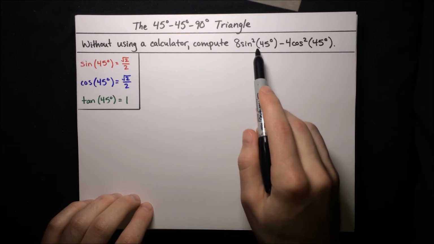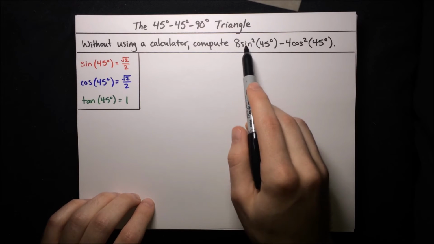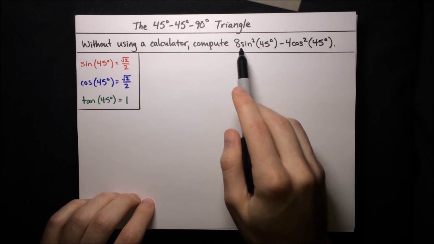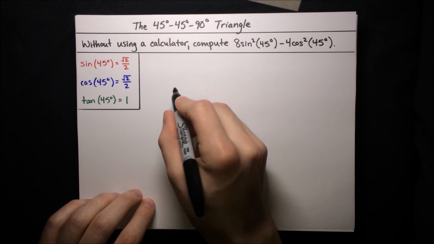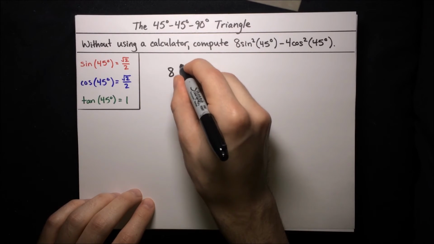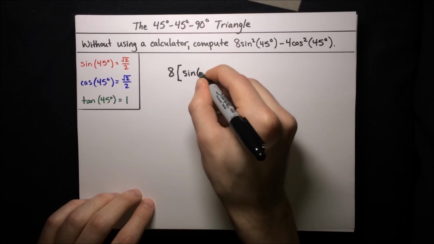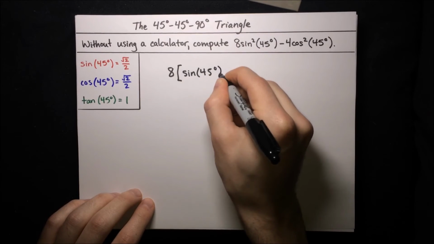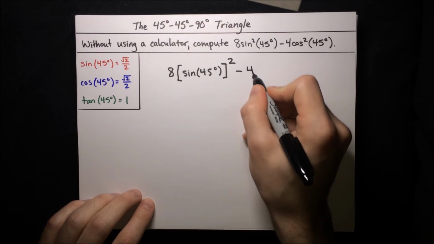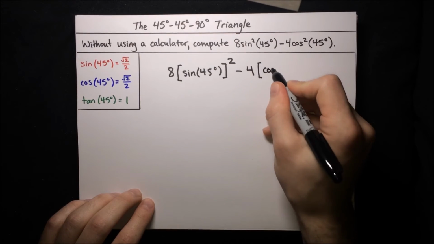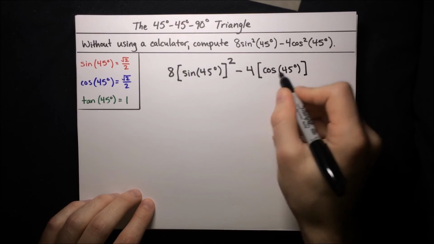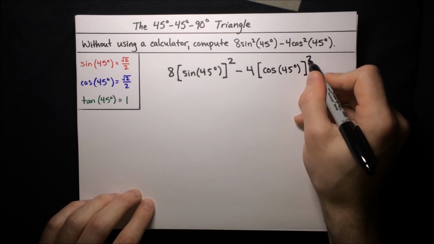So sine squared of 45 degrees, that might look a little odd, but all that really means is sine of 45 degrees, take that value and square it. So why don't we rewrite this expression in a more familiar way. So 8 times sine of 45 degrees, that quantity squared, and then minus 4 times cosine of 45 degrees, that quantity squared.